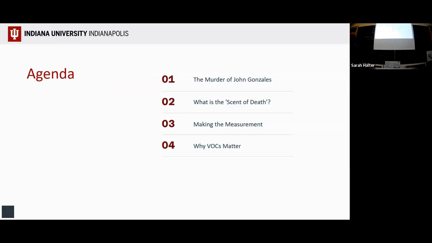Okay, so this is the agenda. We're going to talk about the case itself, the murder, talk about the scent of death in detail, and then what we actually did, the measurements we made, and then end with some general comments about why VOCs can be so important.